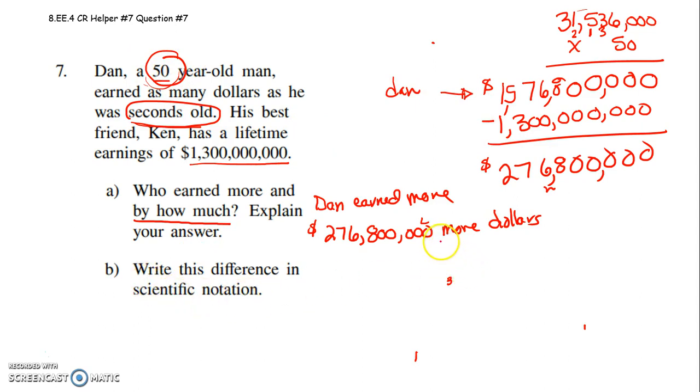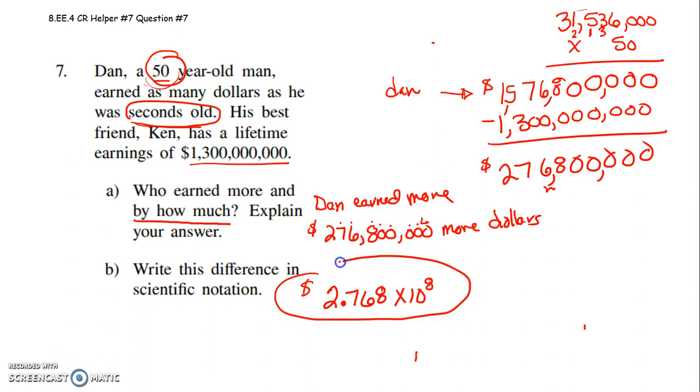Write this difference in scientific notation. Sure, why not? So if I have this, I got to move it over 1, 2, 3, 4, 5, 6. Let's just double check. Sorry. 1, 2, 3, 4, 5, 6, 7, 8. Looks like 8 places. 2.768 times 10 to the 8th power. Let's just make sure. There's 1, 2, 3, 4, 5, 6, 7. Good, 8 numbers after it. So that's that difference in scientific notation.